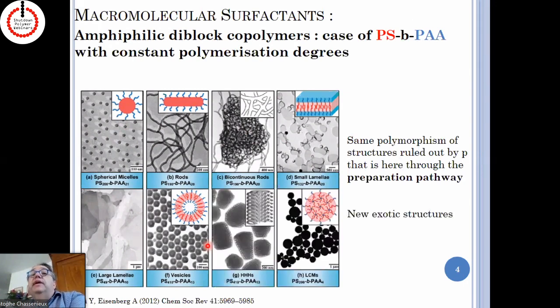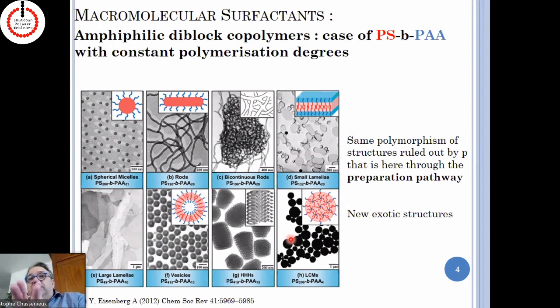You can also obtain self-assemblies that have never been reported for surfactants. For instance, you have this exotic structure, which is called large compound micelles. And you can see that these micelles are much bigger in terms of size, look at the scale bar given there, than the regular spherical micelle that you can obtain with a block copolymer. So the very important thing to say is that here, with a single chemistry, you can achieve plenty of different kinds of self-assembly.